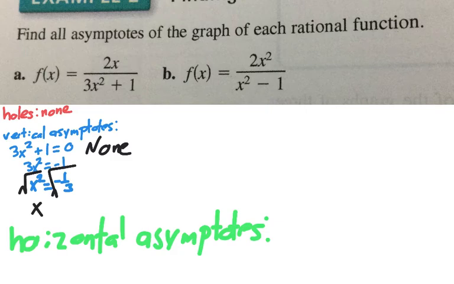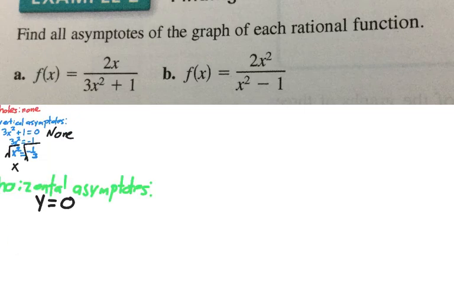I did it backwards. Since the degree of the denominator is greater than the degree of the numerator, that means I have a horizontal asymptote at y equals 0. Right? We have case 1. The degree of the numerator is less than the degree of the denominator. Then we have a horizontal asymptote at y equals 0.